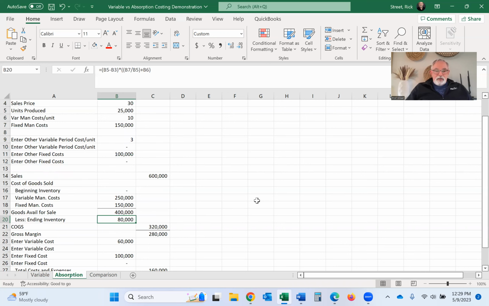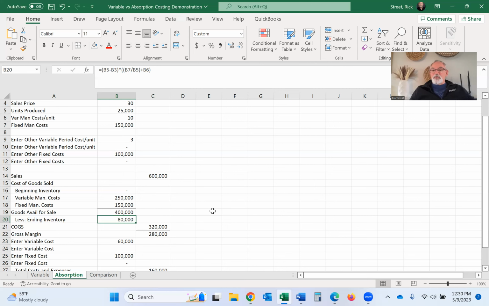All right, because we have 5,000 units of direct labor, $10 per, and then we have another $6, I believe it is, of fixed cost. So if we take that 150,000 divided by the 25,000 produced, we get the variable, yeah, it's not really variable, but it's the cost per unit.